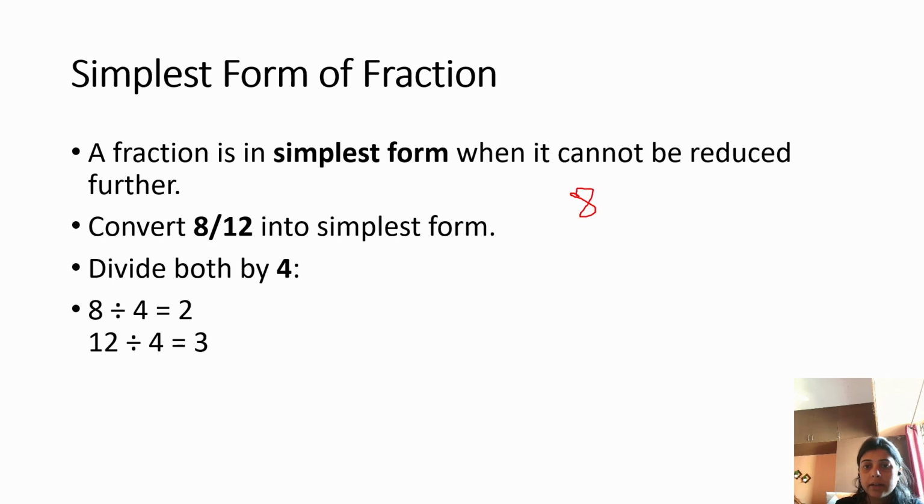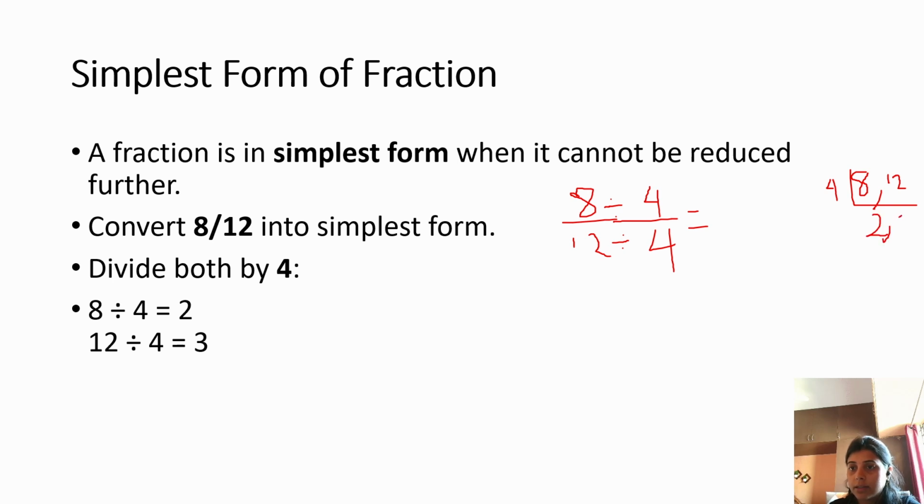See, the fraction is 8 by 12. Okay. So what we will do, we will divide both 8 and 12 by 4. But how will we know that this number will be 4? The simple way is we will take the HCF of 8 and 12. Okay. So HCF of 8 and 12. So 4 2s are 8 and 4 3s are 12.